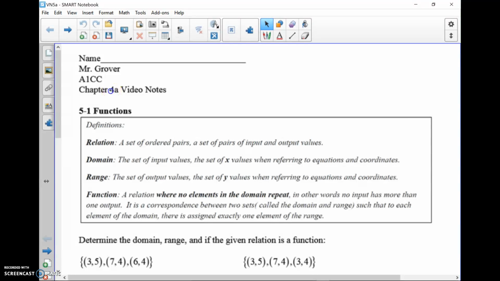Sorry, this says Chapter 4A video notes. I guess I never changed that. I like to use the same templates. This is 5A video notes. That's why we're starting with 5.1.